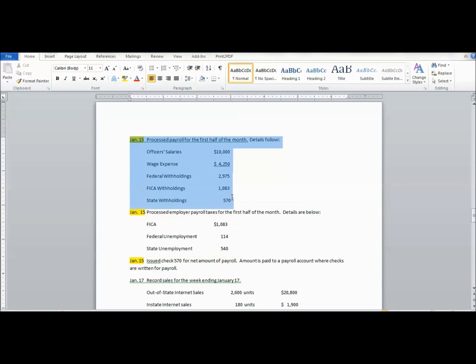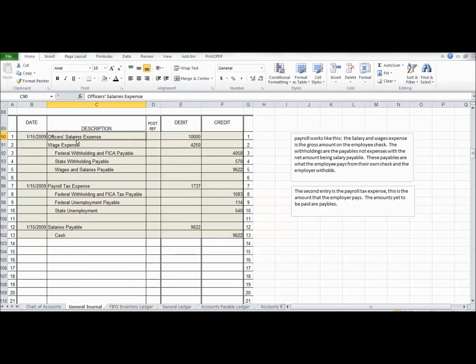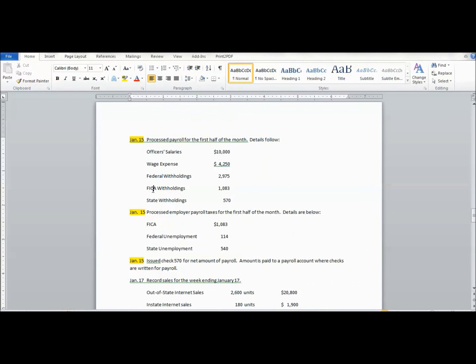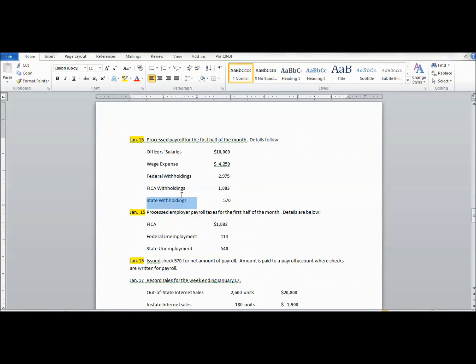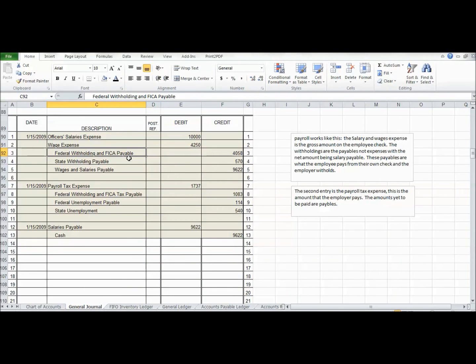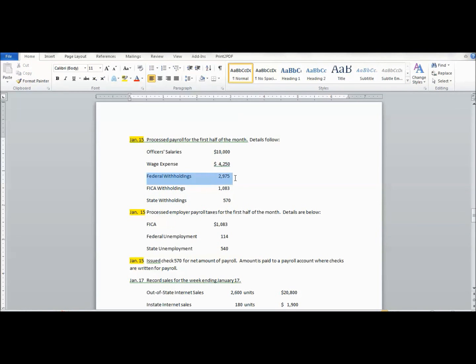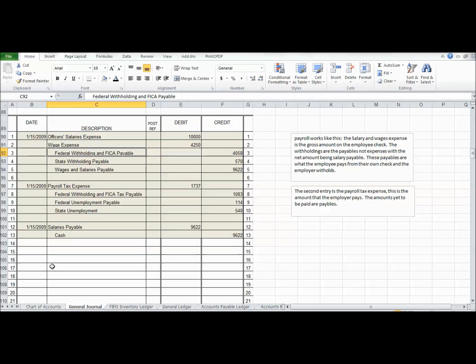So we're just going to look at this one first. If we look over here, we see the total expense is $14,250. But we want to reduce that for the federal and state withholdings. By the way, the federal withholdings here are $4,058, which includes both the $2,975 and the $1,083. You know which one to use because of your chart of accounts.